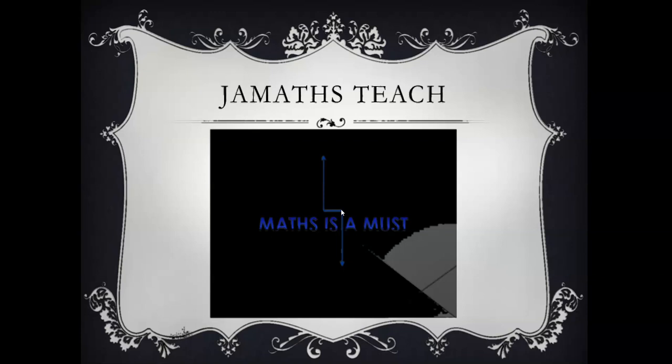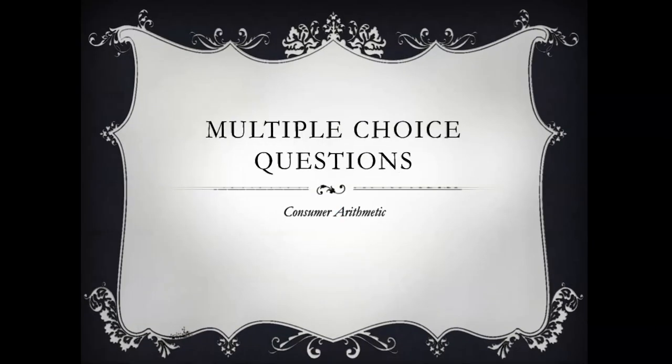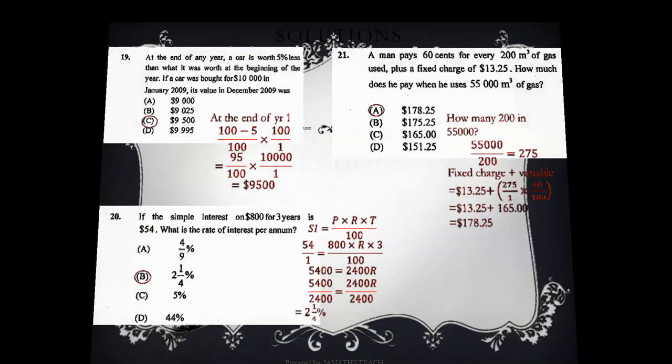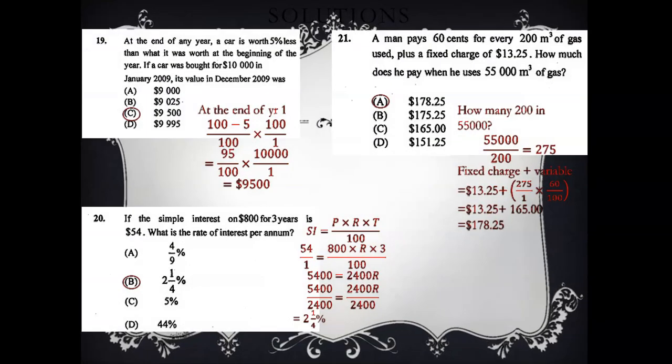Guess what we're doing today? Multiple choice questions continued on consumer arithmetic. In our last video, we stopped here. We were looking at depreciation, tax, and simple interest, and we are continuing.